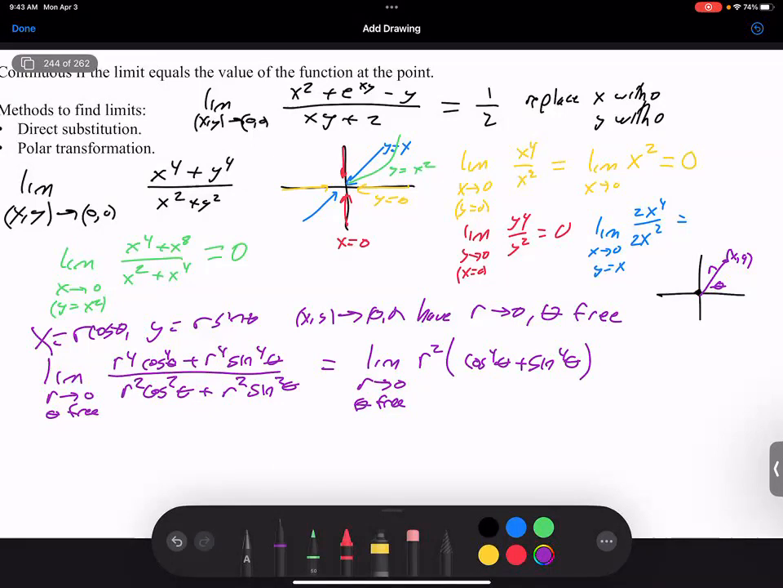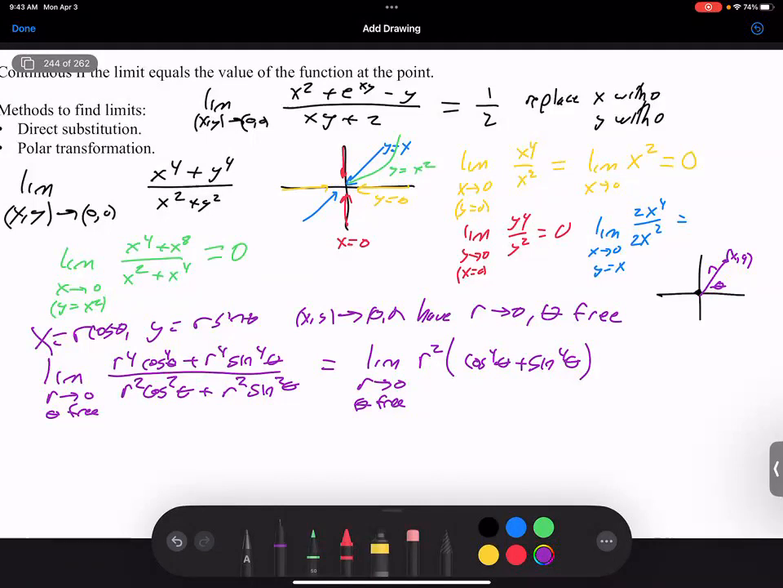And now we can use the squeeze theorem. What can you tell me about cosine to the 4th plus sine to the 4th? How large could that be? It's okay to give me something larger than the true largest value. There's a very easy bound, it can't be more than this. Good, it can't be more than 2. It turns out it can't be more than 1, but it's easy to see it can't be more than 2.